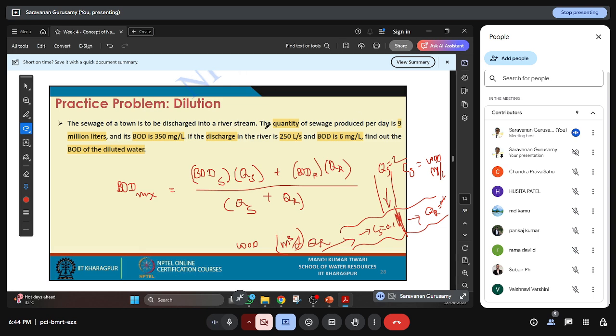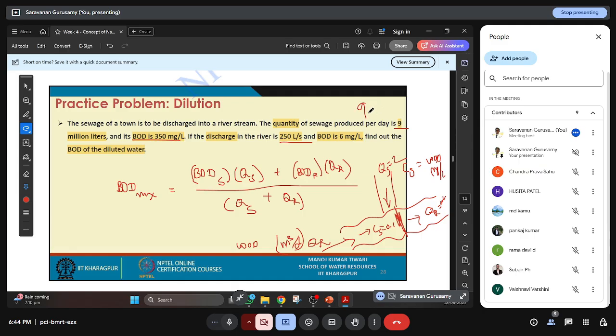See the question. The quantity of sewage produced per day is 9 million liters, but BOD is 350 milligram per liter. The river flow is 250, sorry, this is liter per second. Think about the units. Here it is 9 million liters per day, and 250 liters per second.